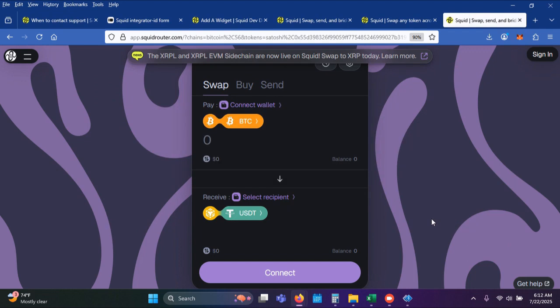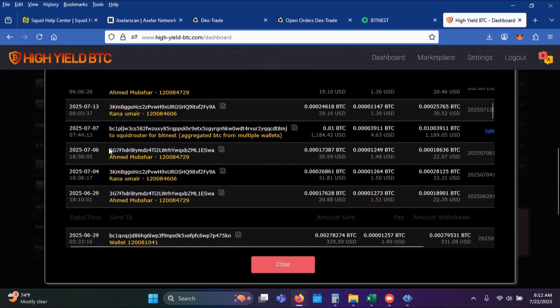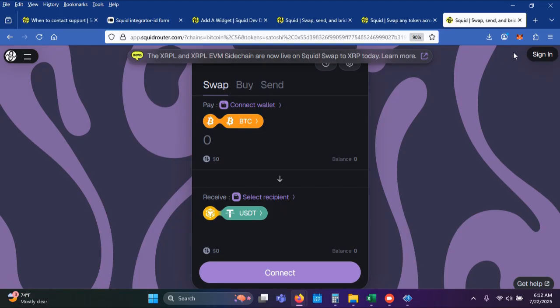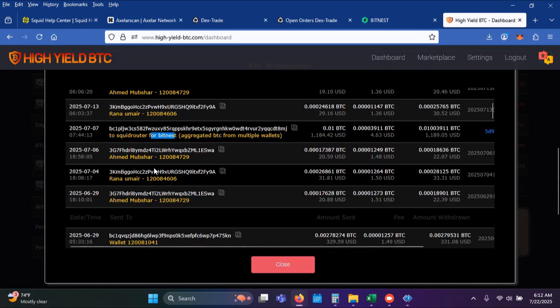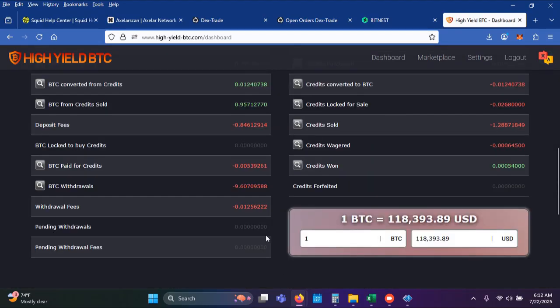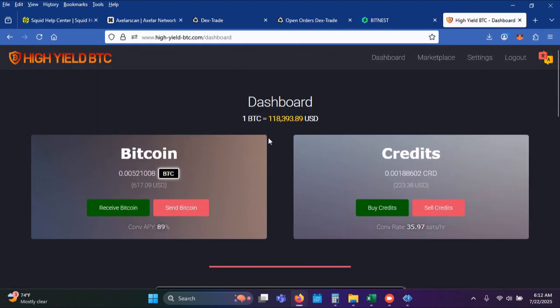On July 7th this month, that's when I transferred 0.01 worth of Bitcoin over to Squid Wallet, and I used it to invest into Bitnest, and that's where that came in essentially. So now I am pulling that back out, and I'm going to convert it back into Bitcoin and send it back to this wallet right here. Okay. So here's the cool part, guys.